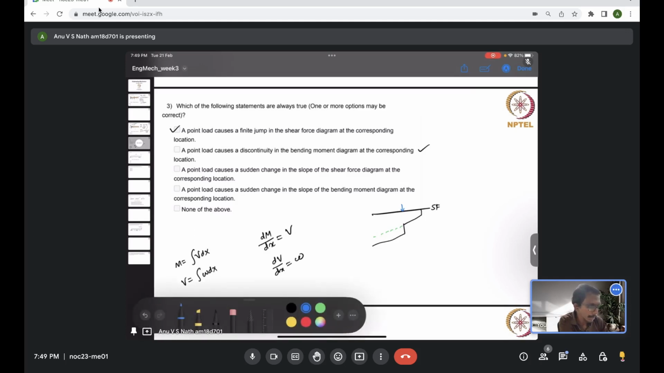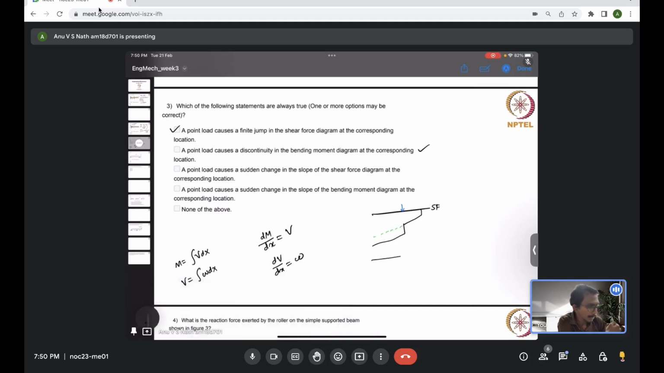Now what will be the effect on the corresponding bending moment? Because the second point is like the continuation of the first point. You have the same point load acting at a particular location. The first point says it's causing a jump in the shear force diagram. The second point says that it's causing a discontinuity in the bending moment diagram also. We have to just verify whether it is correct or not.